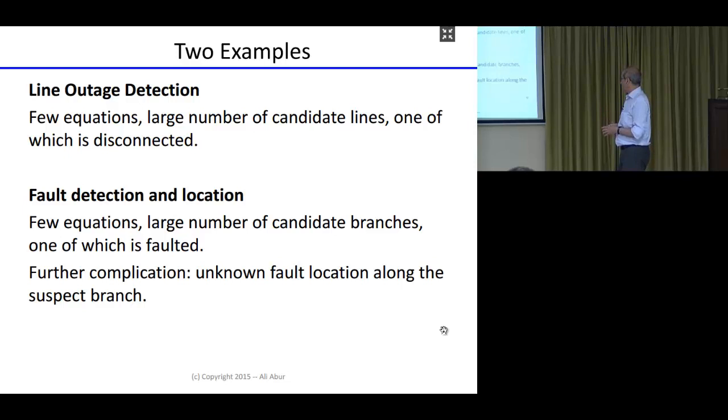The other problem, the fault detection problem, is again, if you set it up in such a way that you don't have a sensor at the terminal of each and every line, but maybe a small percentage of the buses have sensors, then essentially you'll have few equations to write based on these sensors, and a large number of candidate branches, and you know that one of these branches is faulted. And then there's an additional complication. You not only need to know which branch is faulted, but you need to exactly find the location of that fault along that branch, which is somewhat of an additional complication. Additional logic is needed in addition to this sort of problem. So these are the two examples I'd like to look at.